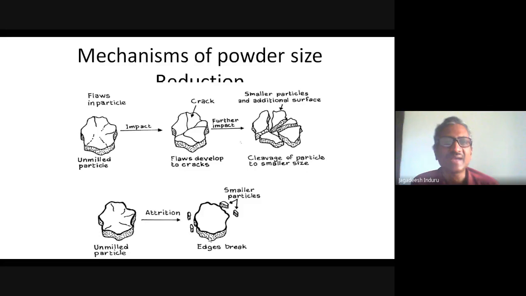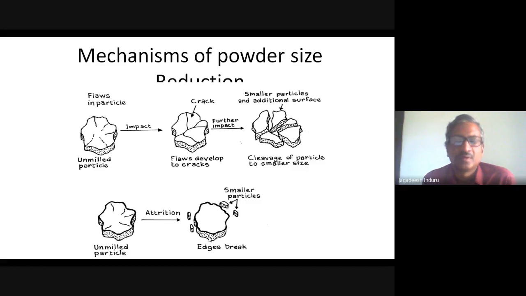The second mechanism is that the material is receiving attrition, the friction between the two particles and the die surface. Because of the attrition, surfaces are getting chipped and edges will break. So these two are the mechanisms which we have already seen. We are converting bigger particles into smaller particles and making them into a deformed state.